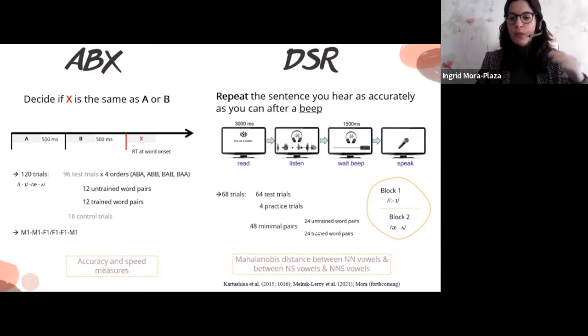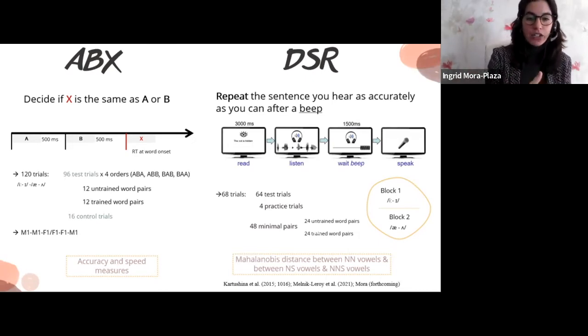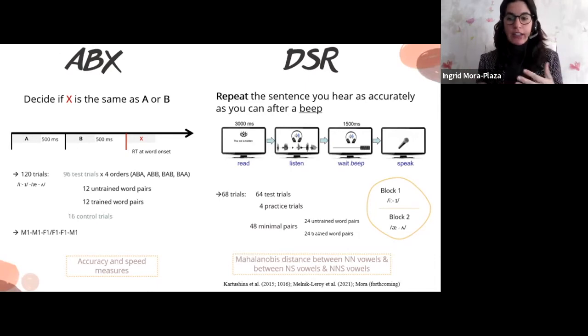So for example, the production of one ash compared to the centroid of the distribution of wedge, and the other way around, and also Mahalanobis distances between native and non-native vowels. So the production of a non-native ash to the production of a native ash.